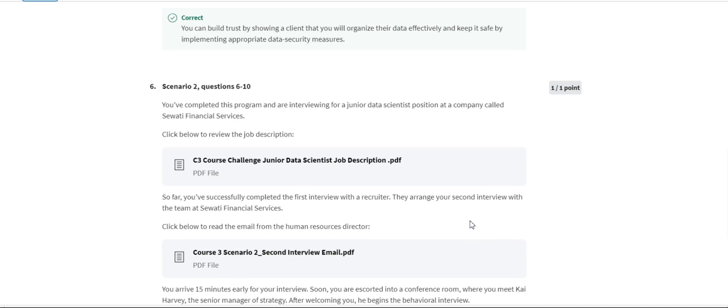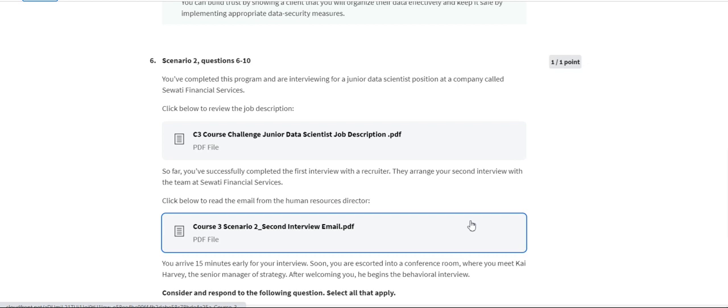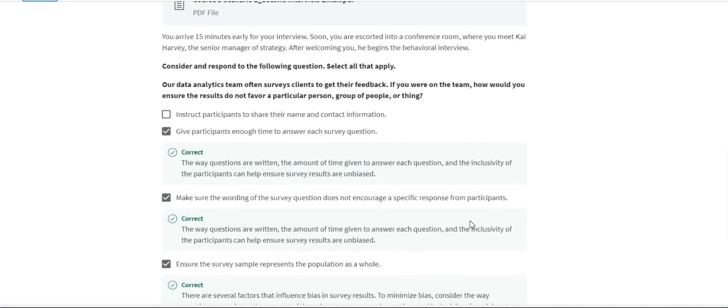So from 6 to 10, we have a second scenario where you have completed this program and you are interviewing for a junior data scientist position at a company called Swati Financial Services. You have a job description and a second email where they have asked a few questions, and you have to answer those questions.